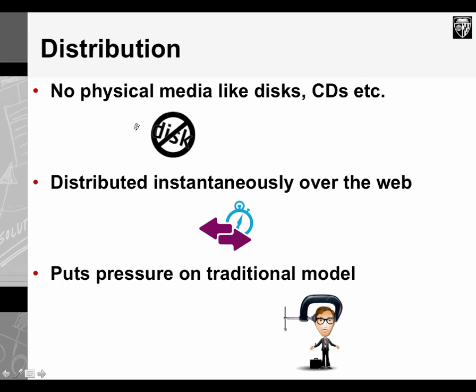Distribution. With SaaS, there is no physical media like discs or CDs, so none of those things are needed anymore. It's distributed instantaneously over the web. That's one of the greatest things about the web. And so it puts pressure on the traditional model.